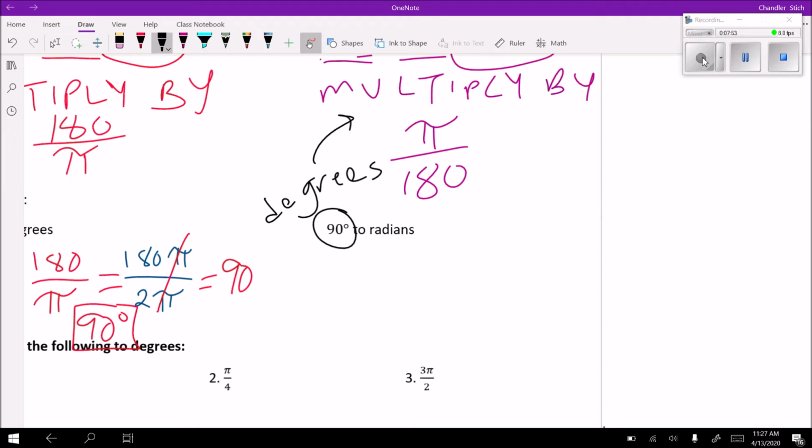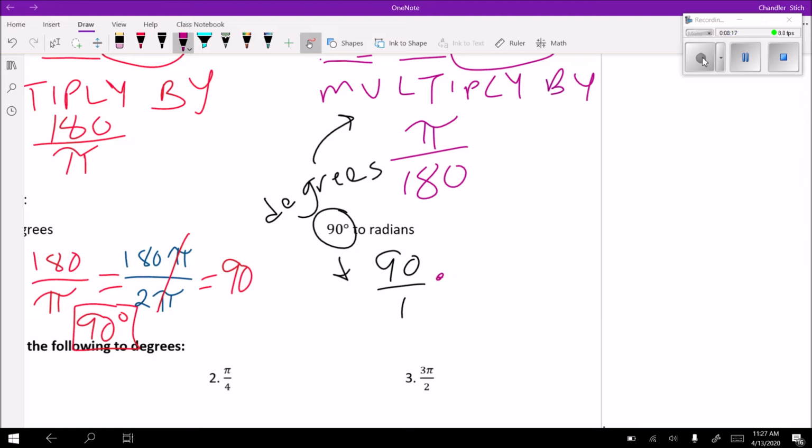Okay, so I'm going to multiply by pi over 180. All right, 90 degrees. The easiest way to do this is to do 90 over 1. Remember, you can put anything over 1, and it's still 90, right? 90 divided by 1 is still 90. But we need that 1 there just to have a fraction. It's easier to multiply a fraction by a fraction.